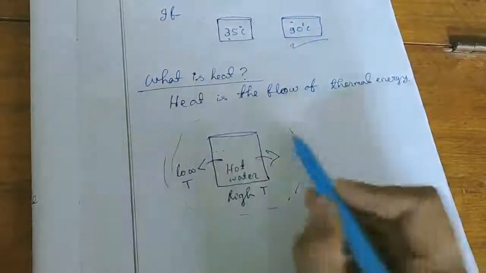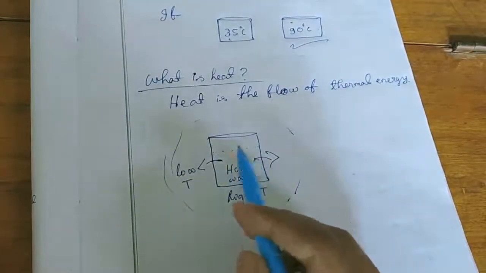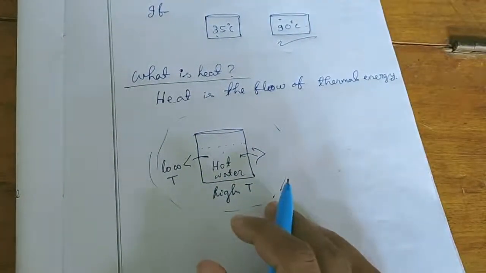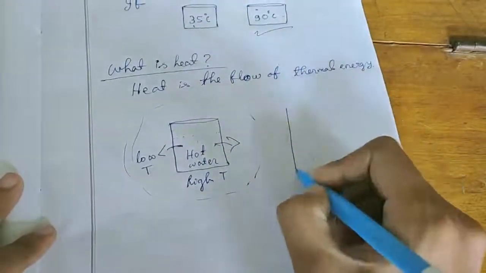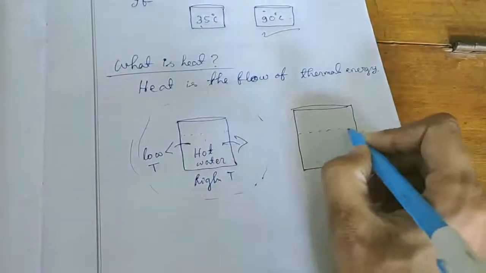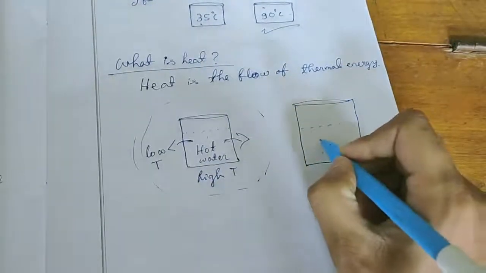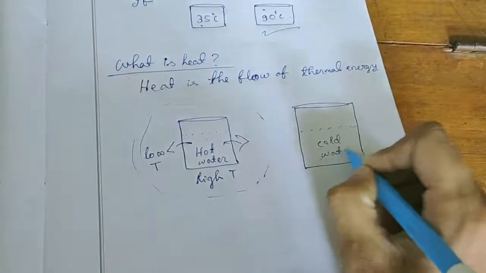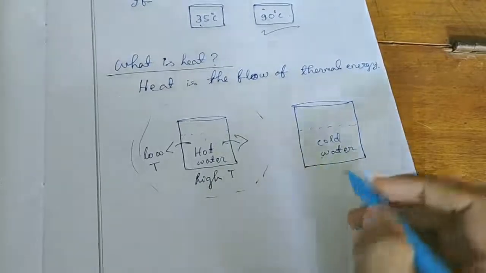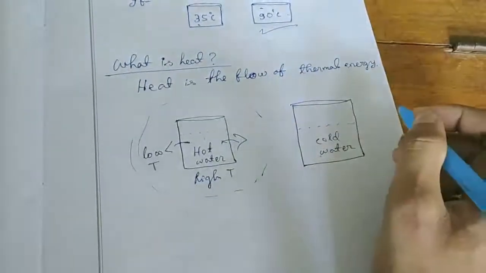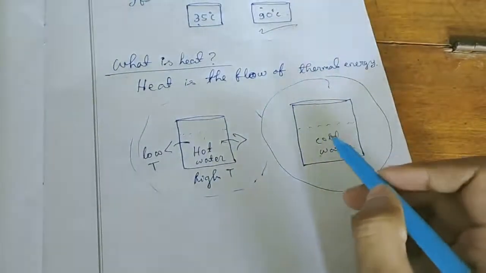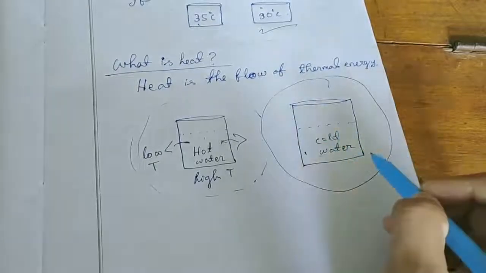That means it will become the same as the room's temperature. You can do this experiment at home, or you have already seen it in your daily life. Similarly, if you take another glass and put cold water here, the water that you have taken from the refrigerator, cold water, if you place it in your room, then after some time the water inside the glass will become warm.